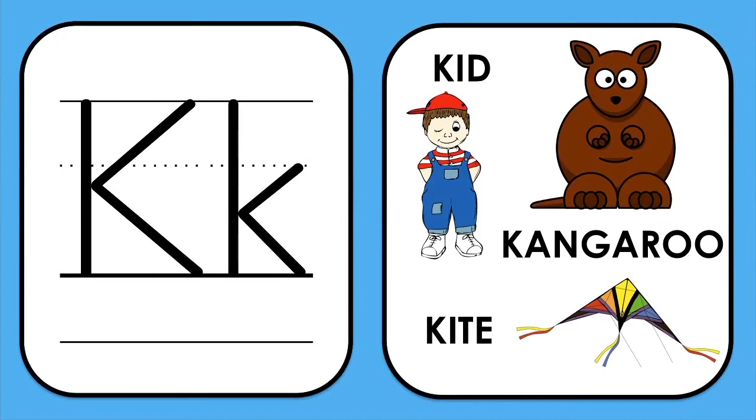Here we go. So this is K. The sound is K. K. Kid. Kangaroo. Kite.